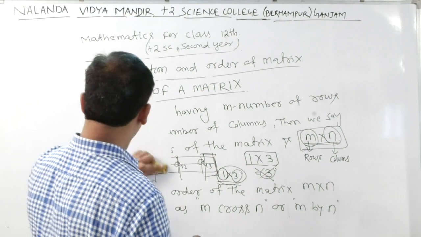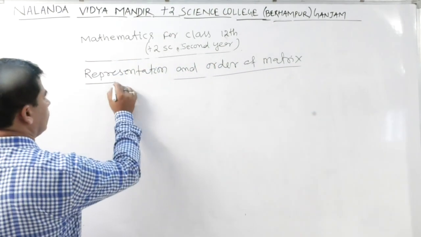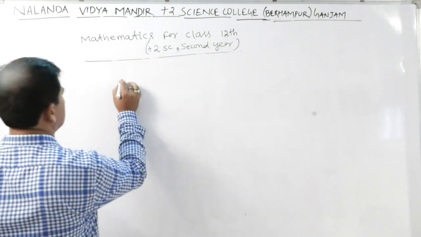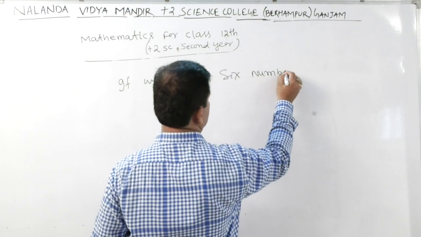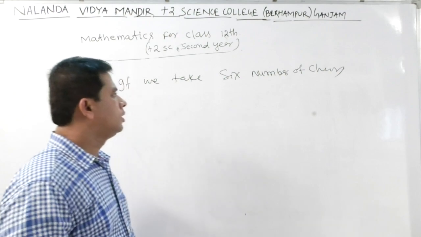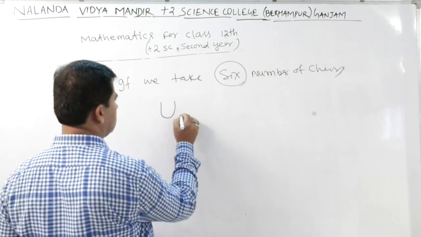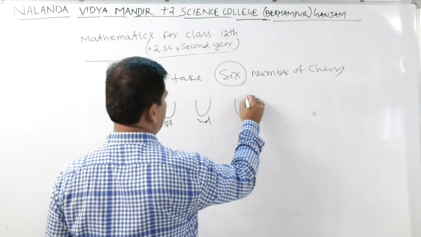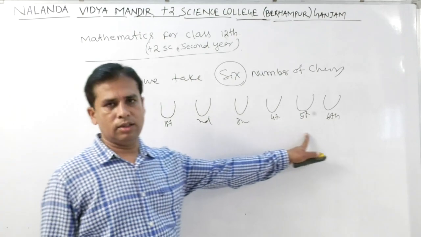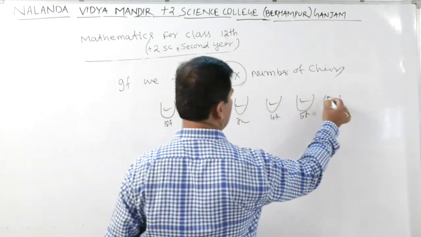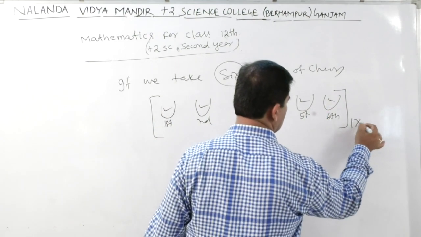Now, here is one question. If we take 6 chairs, and we can arrange them. First, this is the first chair, second, third, fourth, fifth, sixth. The sixth chair can also be arranged in this way. All chairs are put in a horizontal line. Therefore, the order of the matrix is 1 cross 6.